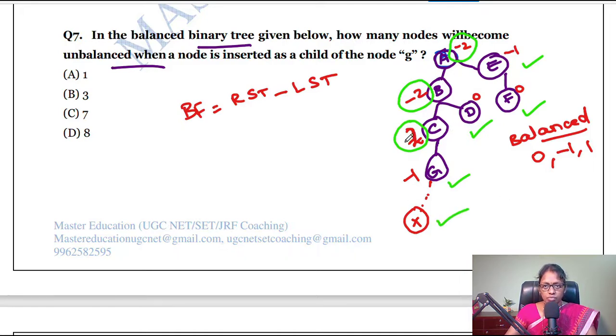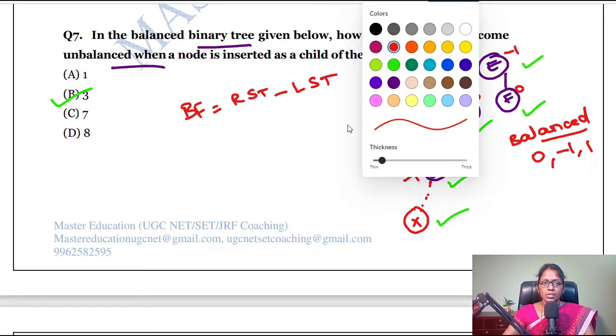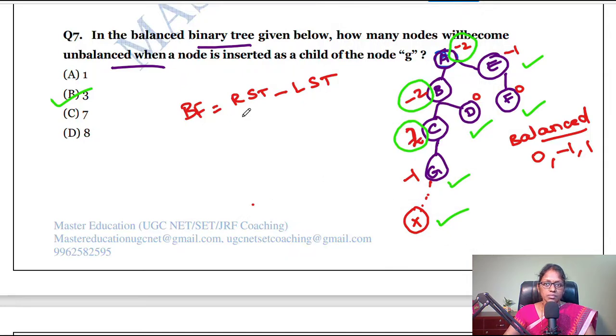So how many nodes are affected when I am inserting a node as a child of a node G? How many nodes become unbalanced? That is A, B, C. This will become minus 2, that is, 3 nodes are getting affected if I am adding a child node for G. Okay, so 3 nodes became unbalanced. 3 nodes are unbalanced.